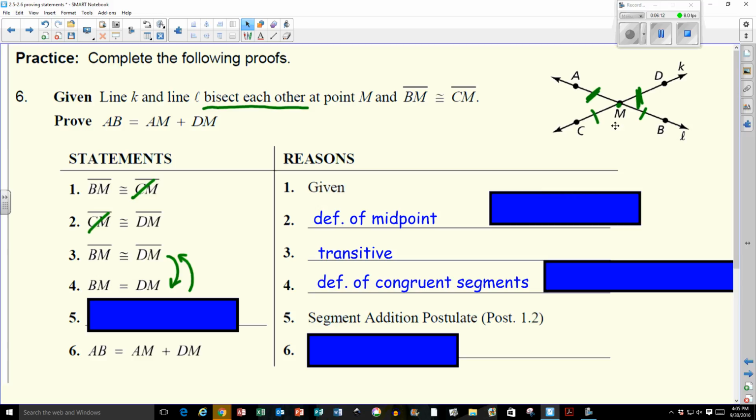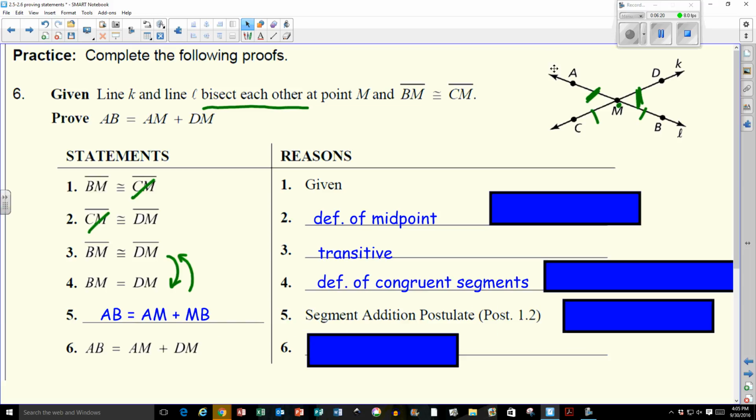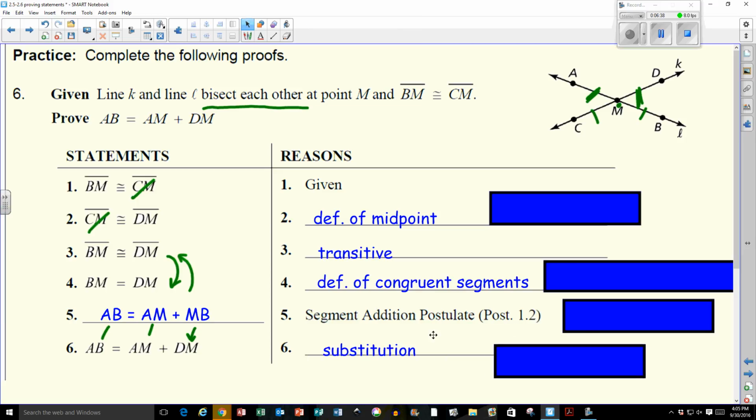Segment addition. Well, I know that AB, the whole thing, is equal to AM plus BM. If you'll notice, AB stayed the same, your AM stayed the same. But since these two are equal to each other, then I can replace it by substitution. And that is what they wanted me to prove, that this segment here is congruent to this piece plus that piece.